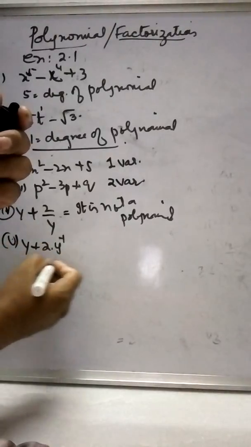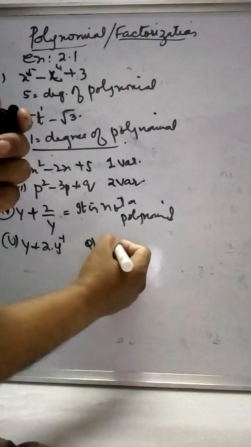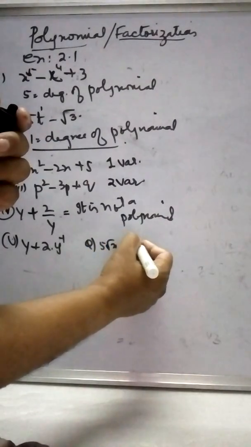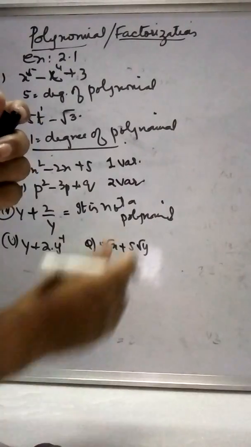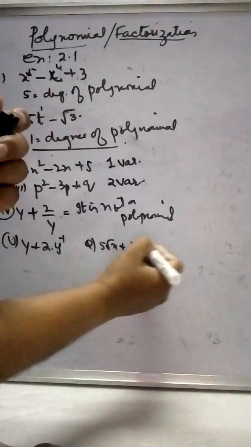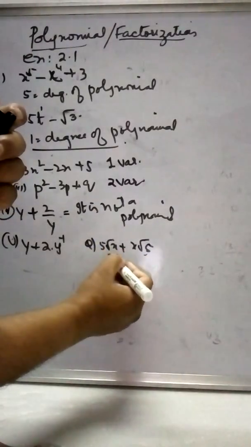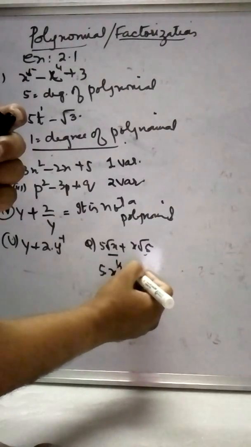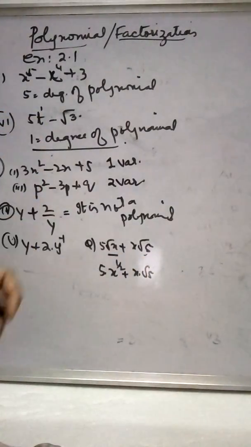Next question: 5 root x plus 5 root y... sorry, here it is x root 5. 5 root x can be written as x to the power of 1 by 2 plus x into root 5. Now the variable has got a power as a fraction, so it is not a polynomial.